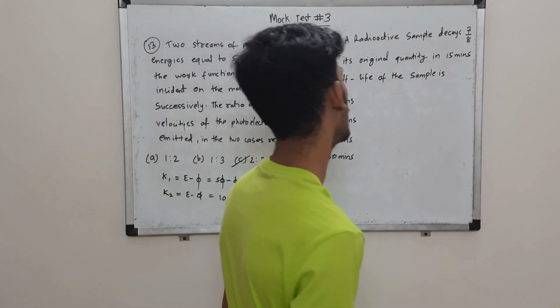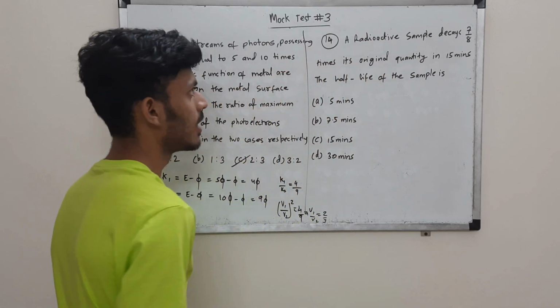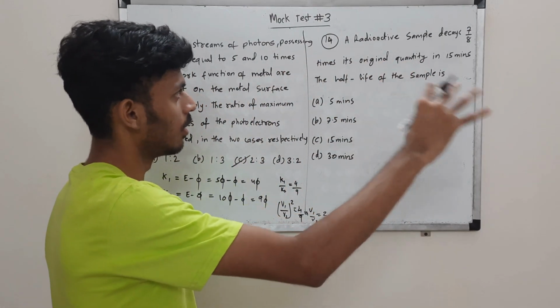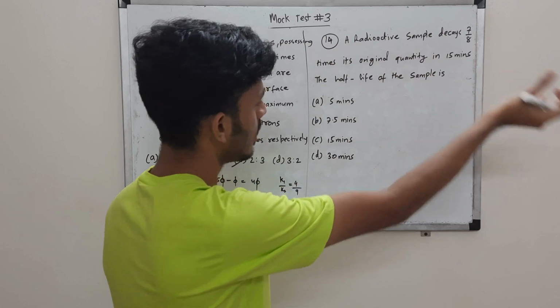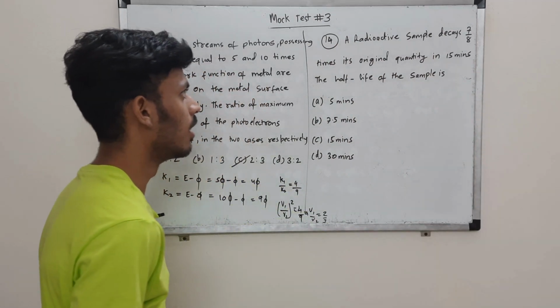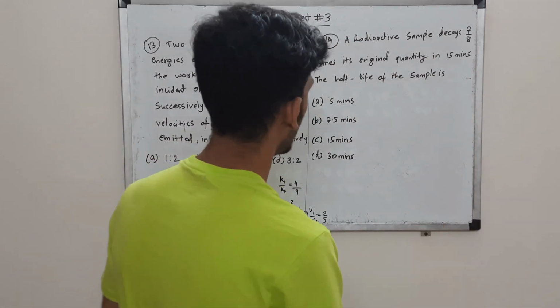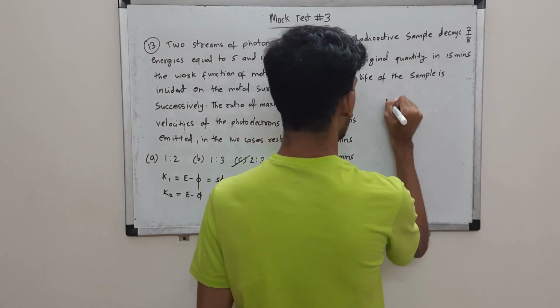Let's go to question number 14. Here we have a radioactive sample that decays to 7 by 8 of its initial quantity in 15 minutes. You are supposed to tell the half-life of the sample. It's very straightforward.